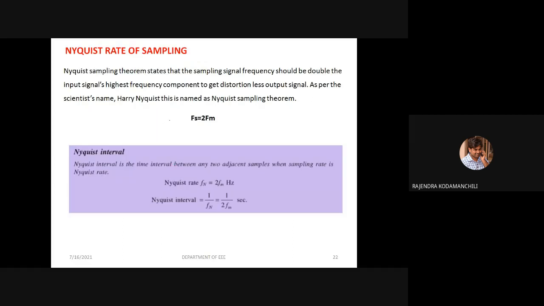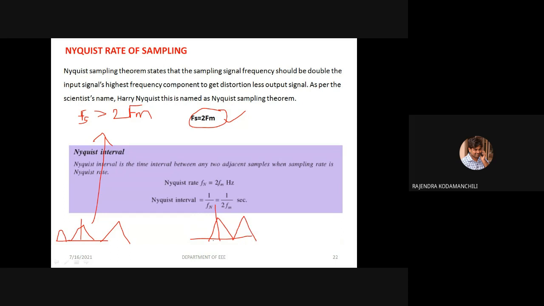Okay, one more definition is there. I told you when fs is greater than 2fm, it is oversampling, and when fs is equal to 2fm, it is called critical sampling, when the sampling frequency is equal to twice the fundamental frequency. Here we have observed different waveforms. In between waveform to waveform, some space is there. That is called the guard band. But in perfect sampling, waveform to waveform does not have any space.